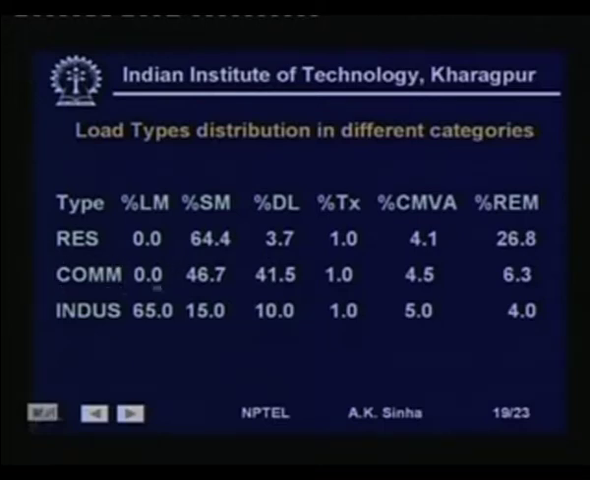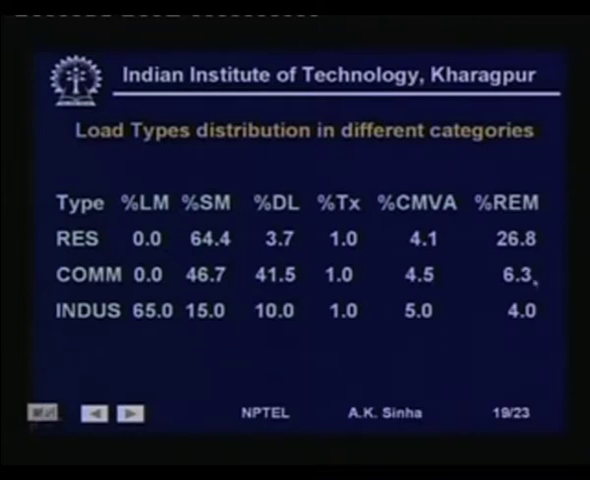For commercial establishments, there is 0% of large motors and a large percentage of small motors, again fans, air conditioning and other things. The lighting load is much greater in commercial establishments, especially shops. You have all kinds of advertising boards and very bright lights, so you have a large amount of lighting load. Transformer loading is hardly there, constant MVA loading is also very little, and the remaining types of loads are somewhat less, around 6.3% in this particular case.